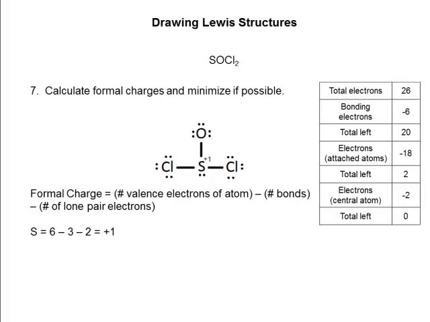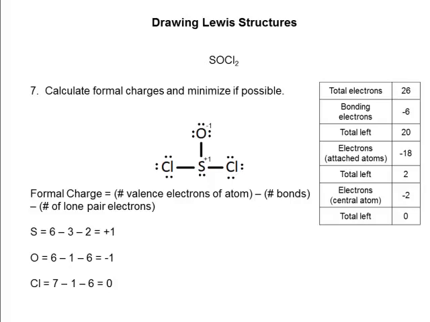Now, you don't always write out the formal charges in a Lewis structure. Usually you leave them off. I'm just doing this to show you where that charge is located. If I look at my oxygen, 6 minus 1 minus 6, that's a -1, so that oxygen has a -1. And then each of my chlorines is 7 minus 1 minus 6. Chlorine formal charges are 0.